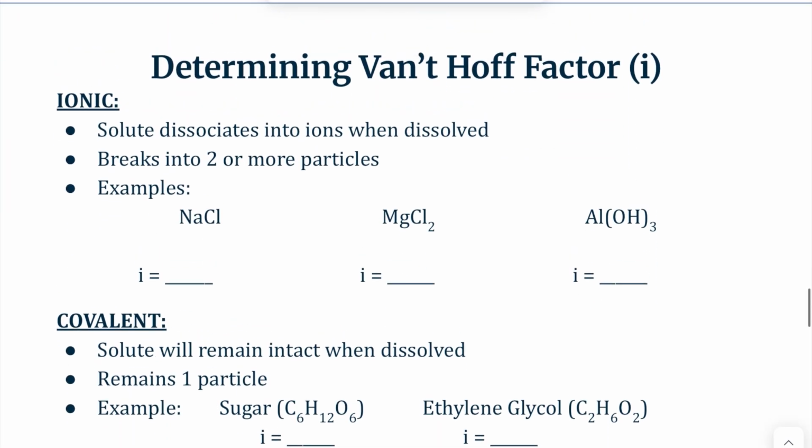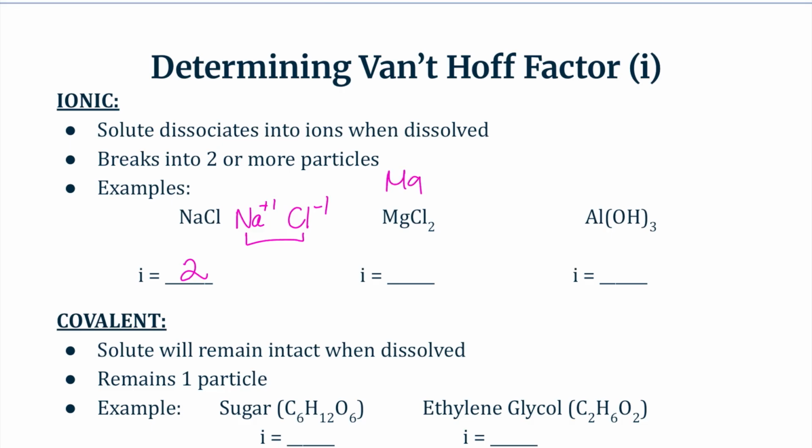So let's just talk about determining our Van 't Hoff factor. We have talked about this with our soluble ionic compounds. We haven't really talked about what happens with covalent compounds much. So our solute dissociates into ions when dissolved if it is ionic, meaning it's going to break into 2 or more particles. So our examples, sodium chloride is going to break into Na+1 and Cl-1. So that's going to have a Van 't Hoff factor of 2.